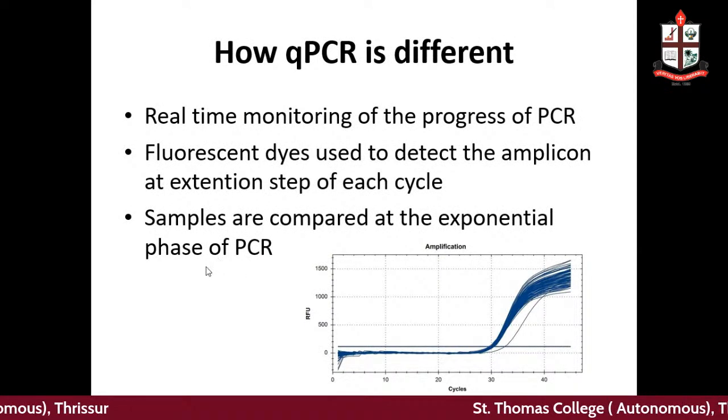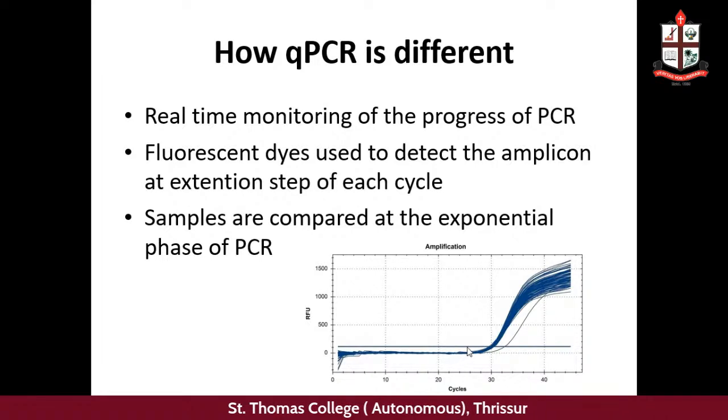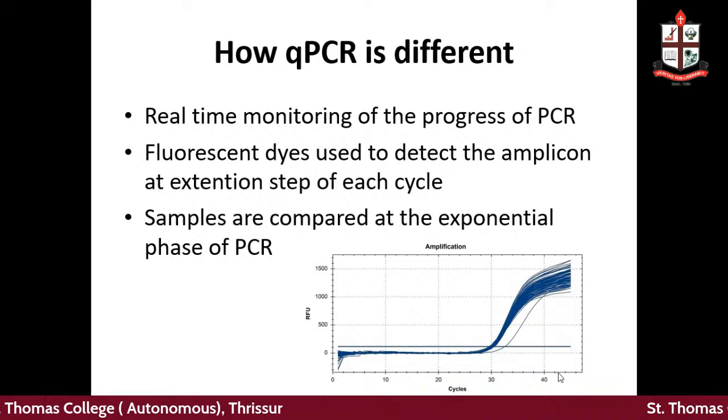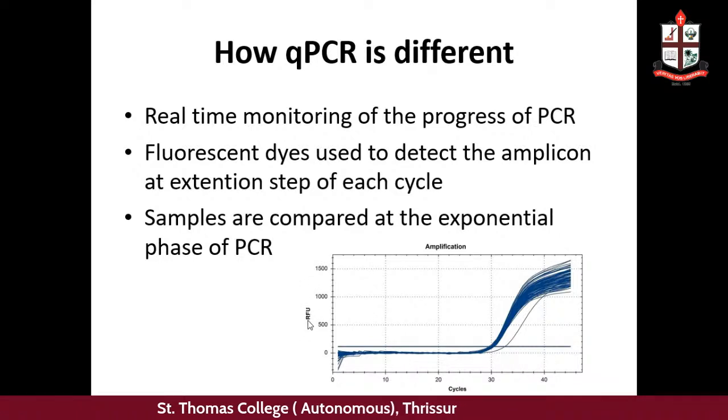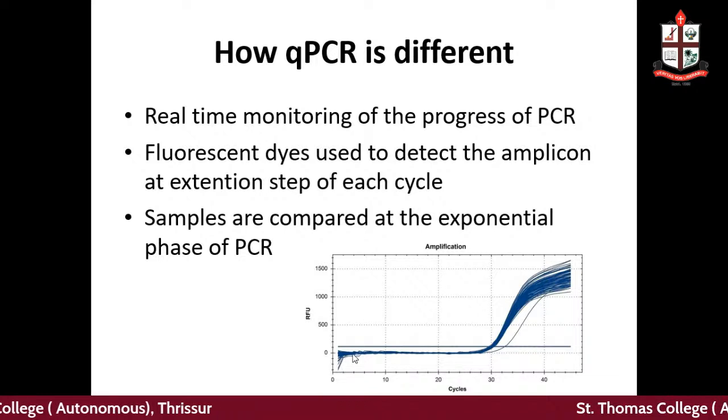So in qPCR, we have a real-time monitoring of the PCR. This is how a real-time PCR result looks. On the x-axis, we have the cycles. Normally, real-time PCR is done for 40 cycles, so the data from 40 cycles is shown here. And on the y-axis, you have the relative fluorescence units. The fluorescence data is collected throughout the cycle.